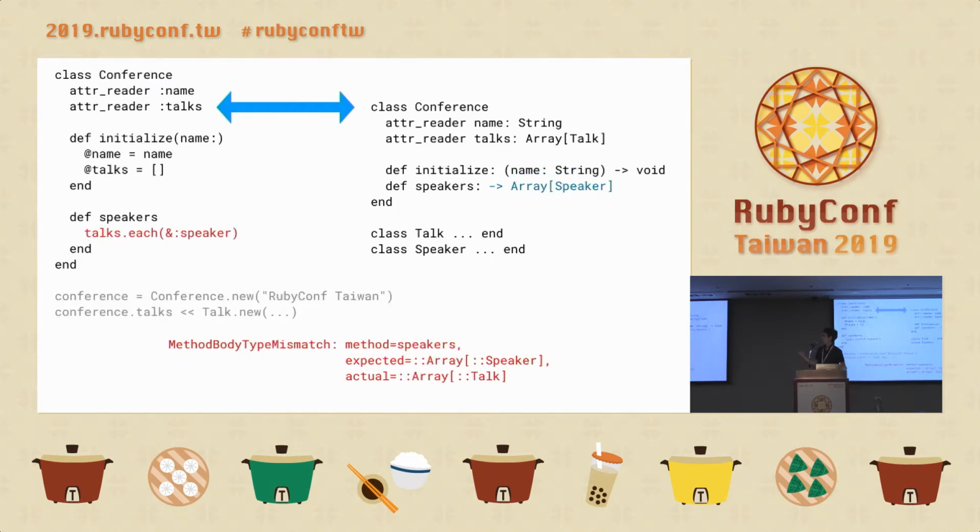And it also checks the consistency between the implementation and the signatures. In this case, the implementation of the speakers method is broken. It uses the each method, so it will return the talks object itself. So it will be an array of talks, but it should be an array of speakers. So Steep will detect this type of mismatch and report it to help you fix the problem.